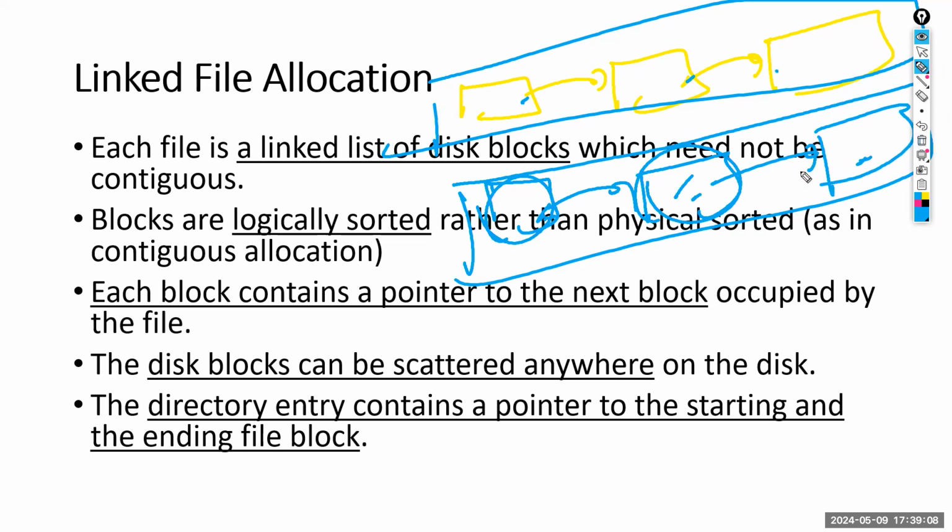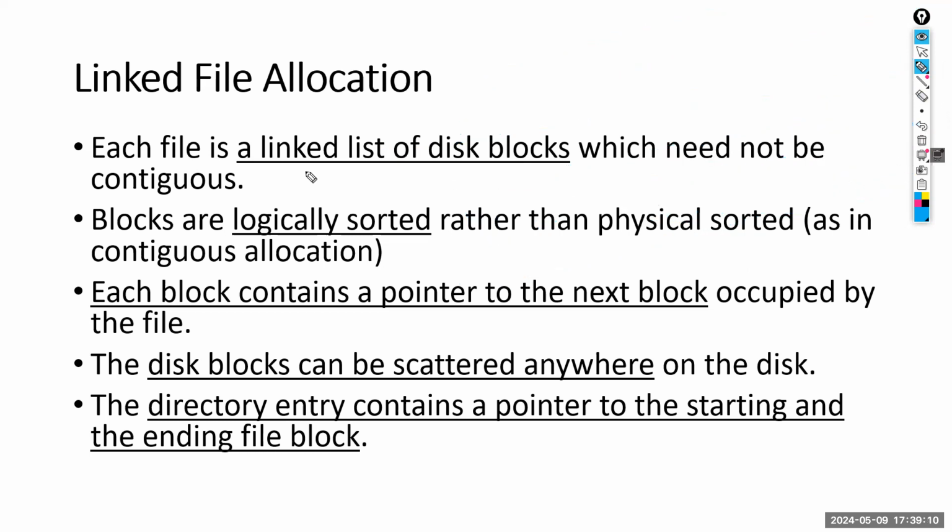So that is called what? Link file allocation. A linked list of these blocks, which need not be contiguous. They need not be physically next to each other. So it's logically sorted according to the linked list, logically, not physically. Each block contains a pointer to the next block for that particular file. That takes only tiny storage, because it just keeps the block address of the next block.